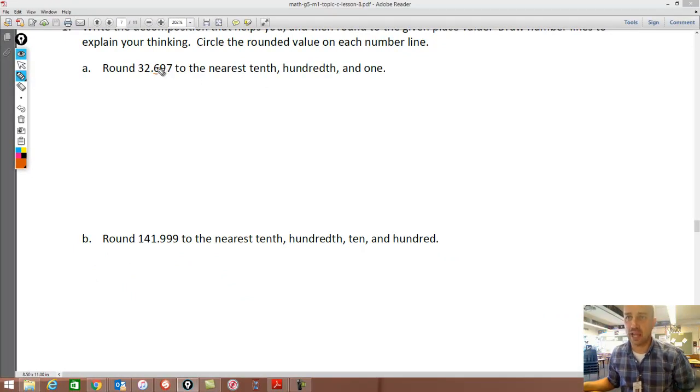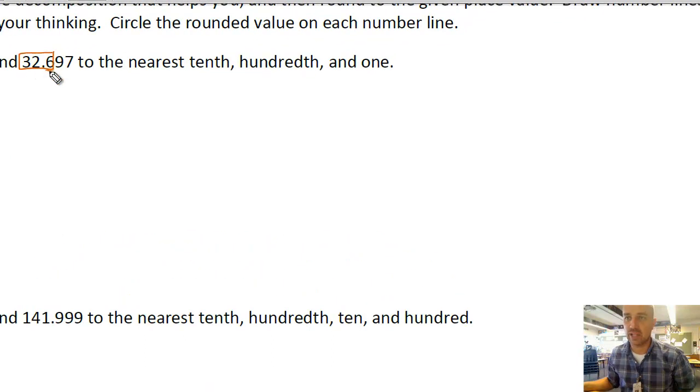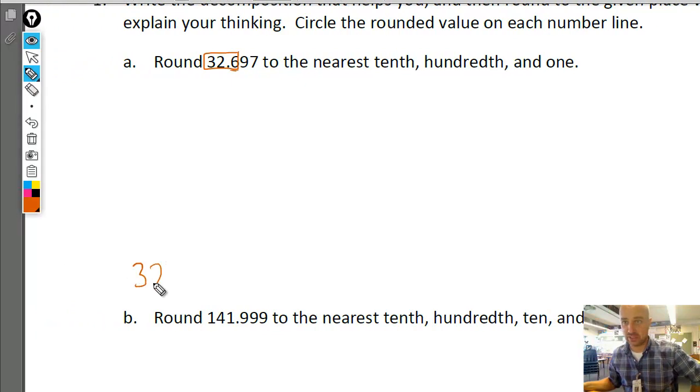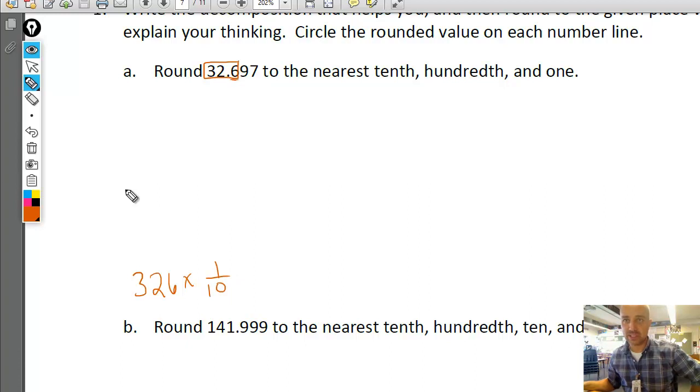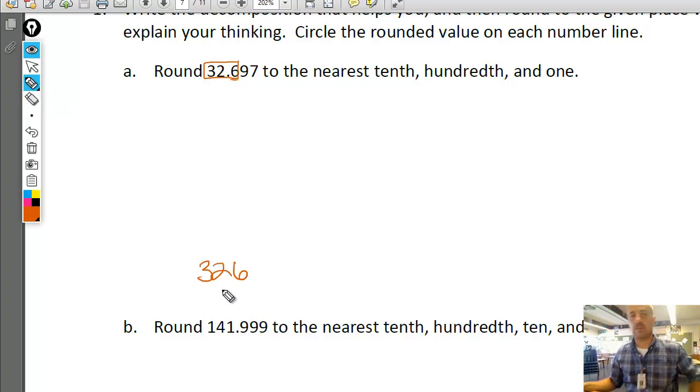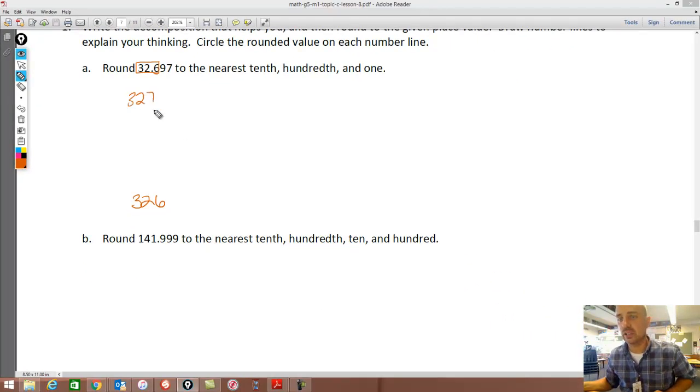Well, how many tenths do I have? How many total tenths do I have here? I have 326 tenths, right? This is just another way to say it, expanded form. I could say I have 326 times 1/10, and that would be this up here, okay? And if I'm counting up, 324, 325, 326, 327 would be my next one.